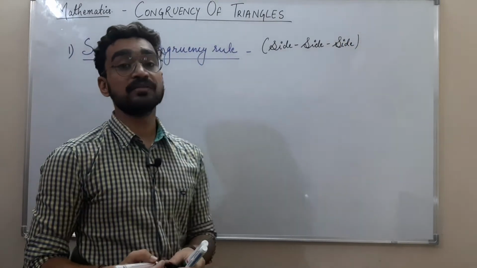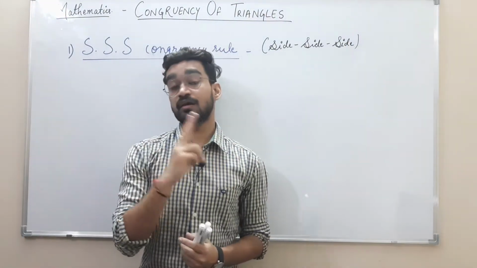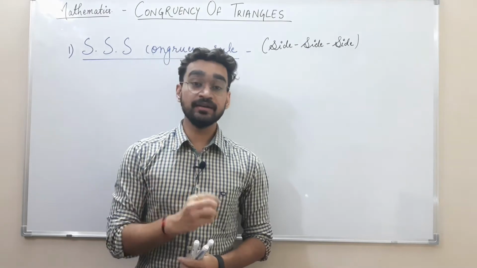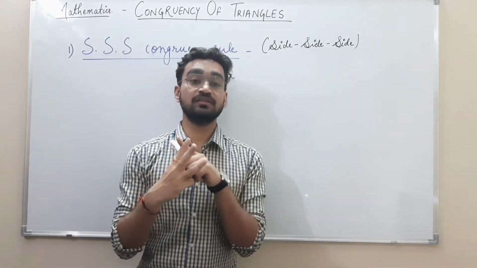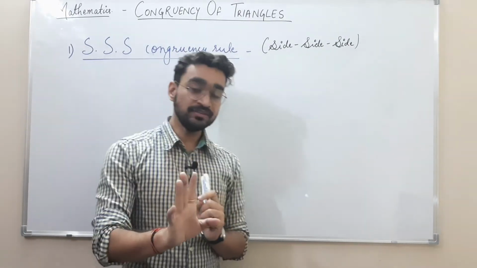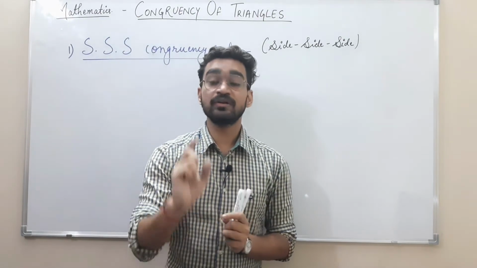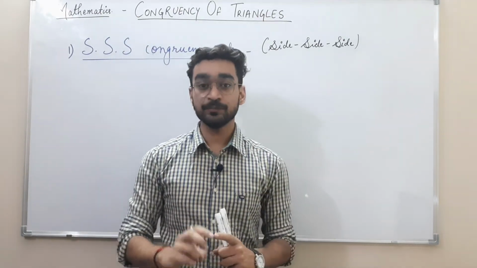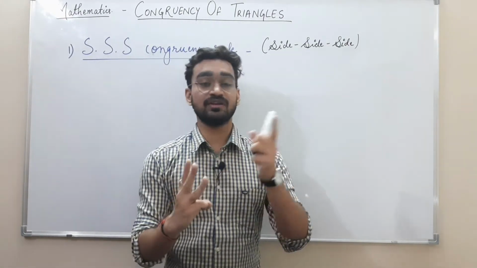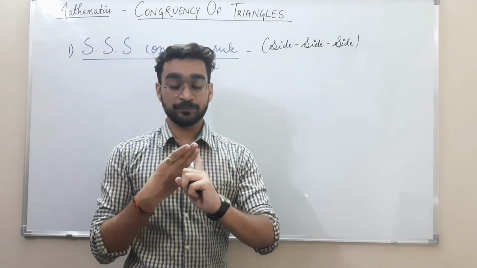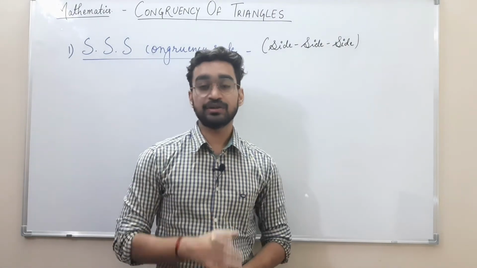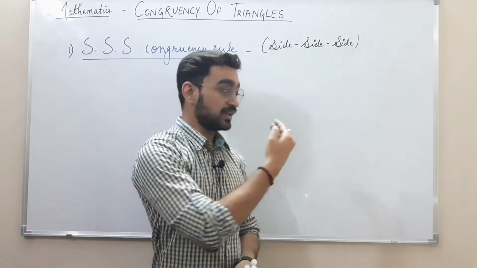First of all, always remember that whenever we want to prove that two triangles are congruent to each other, we have to prove at least 3 things in combination which should be equal in both of the triangles. It may be 3 sides, it may be 2 sides and 1 angle, it may be 2 angles and 1 side, like that. So in a perfect combination, we have these combinations with us.